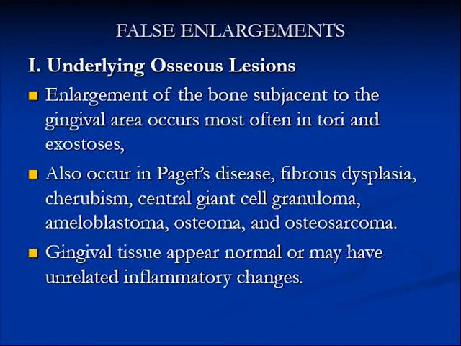Next is false enlargements. First is underlying osseous lesions. Enlargement of the bone subjacent to the gingival area occurs in tori, exostosis, fibrous dysplasia, cherubism, central giant cell granuloma, ameloblastoma, osteoma, and osteosarcoma. The gingival tissue appears either normal or with discrete inflammatory changes.